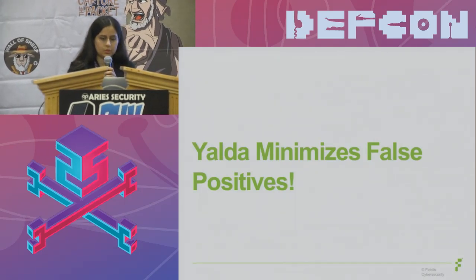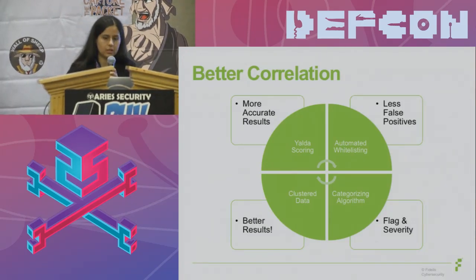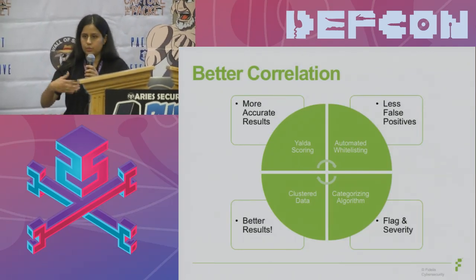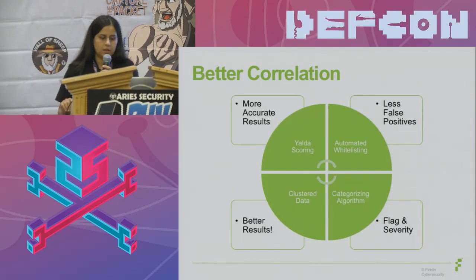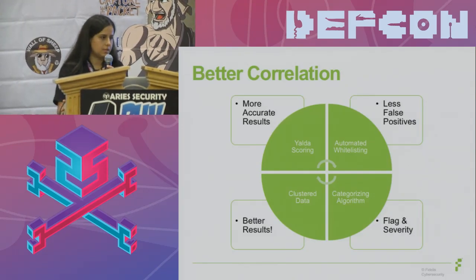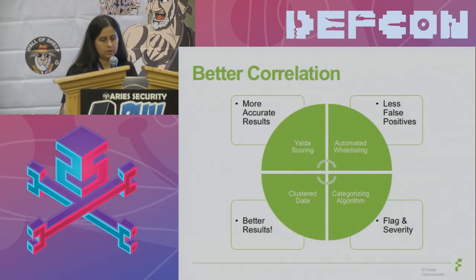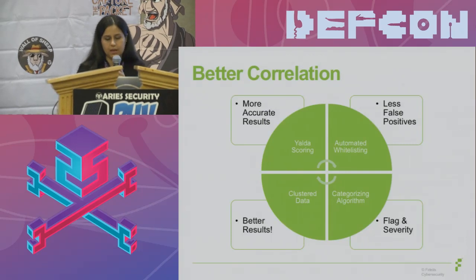So Yalda minimizes false positives, or better to say, it has better correlation. With the way we are doing Yalda scoring, we get more accurate results because as we analyze more samples, we are getting stronger results. Same thing for automated whitelisting: we get better results as we start analyzing more samples. And the same goes for the clustering data.